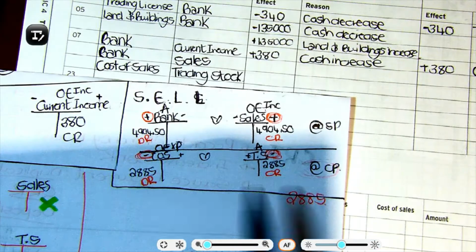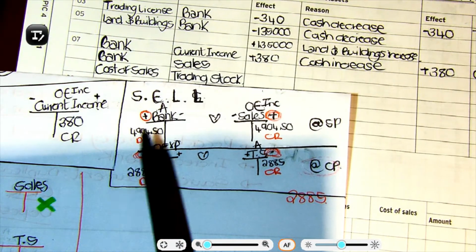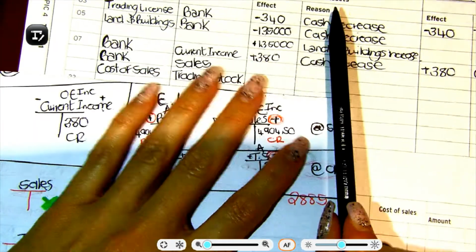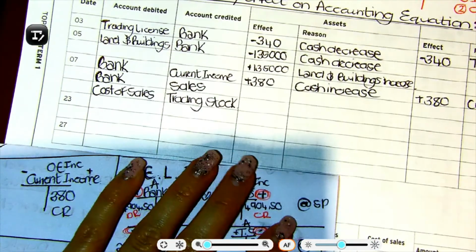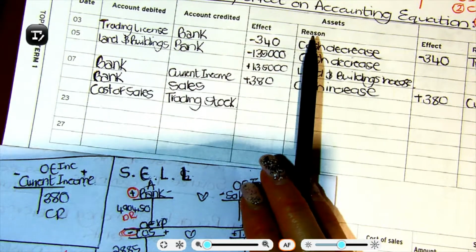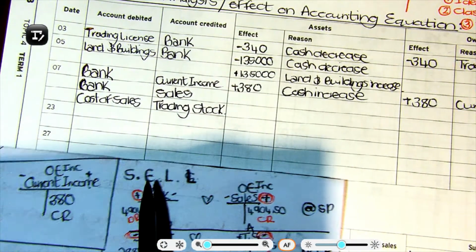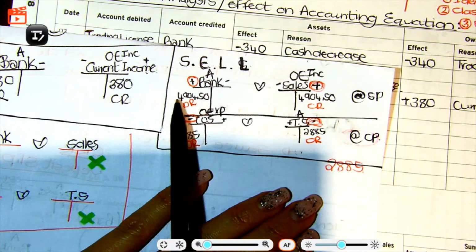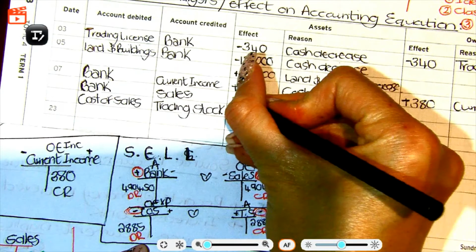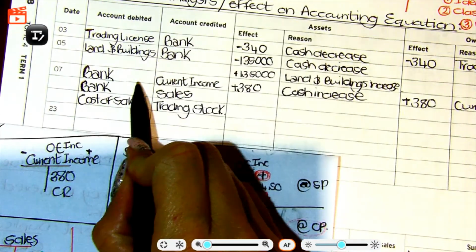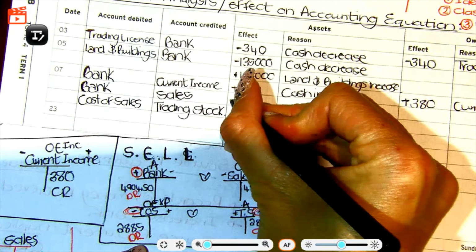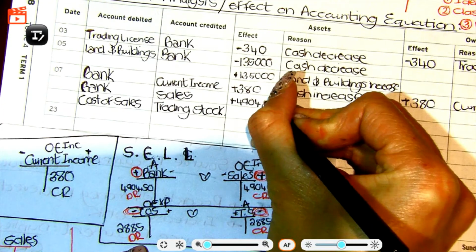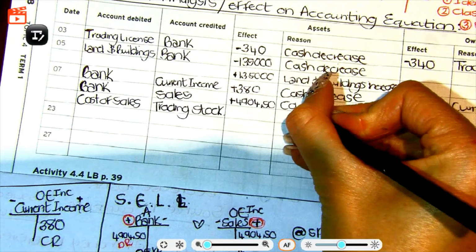Now, out of these 4 accounts, we said that bank and trading stock are assets. So now in this block over here where it says assets, I need to show the effect of my asset. What happened to my asset bank? My asset bank increased by 4,904 Rand and 50 cents. Reason being cash increase.